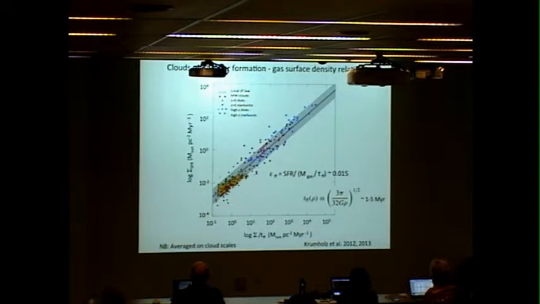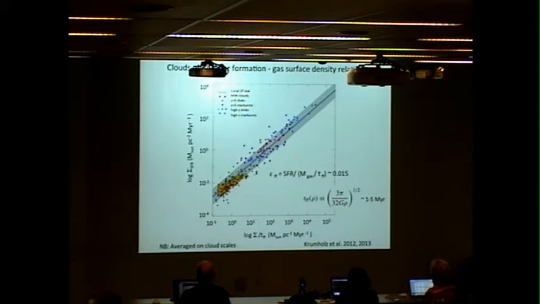So actually, this is taken from a paper by Mark, where he has plotted in red symbols the Milky Way clouds. And what you see is that this epsilon, this efficiency for star formation in molecular clouds, seems to be also very low. Okay. Now, this is not averaged on kiloparsec scale anymore. This is averaged on cloud scale, so I would say hundreds of parsec scales. But in these high-resolution simulations that we have now with 10 parsec, at least for the most massive clouds, we actually partially resolve them.